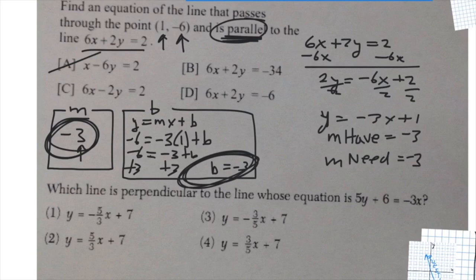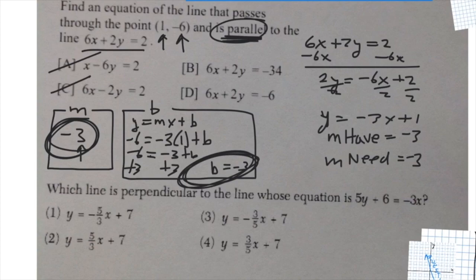Let's take a look at choice C and see if that is the right one. If I subtract 6 from both sides, I'd get -6x here, and then divide -6x by -2, and that gives me +3 for a slope. It's not the slope that I'm looking for, so it wouldn't be that one. So it must be down to choice B or choice D.